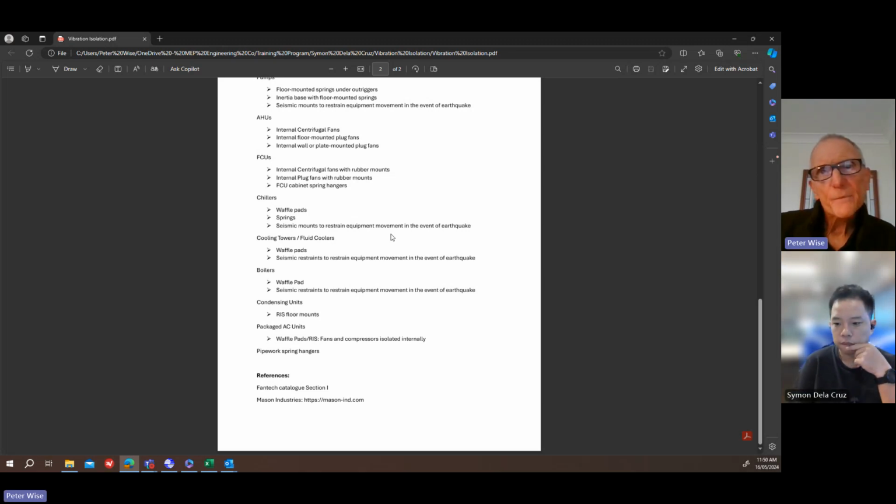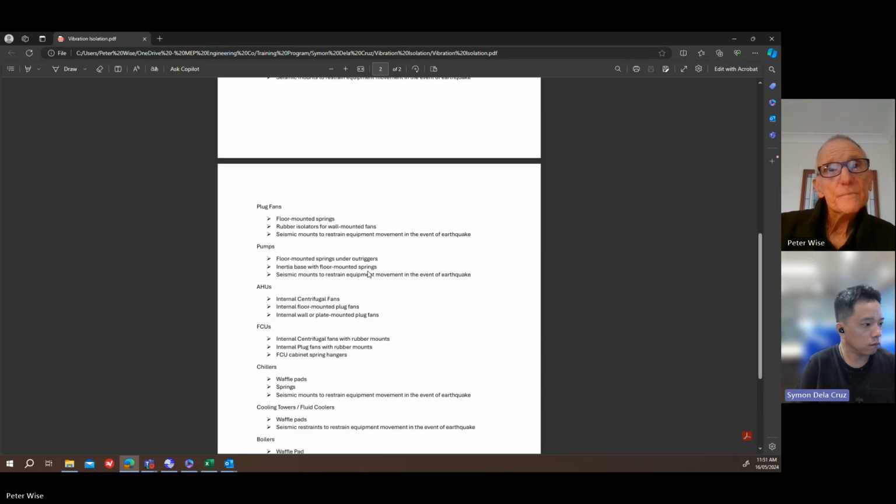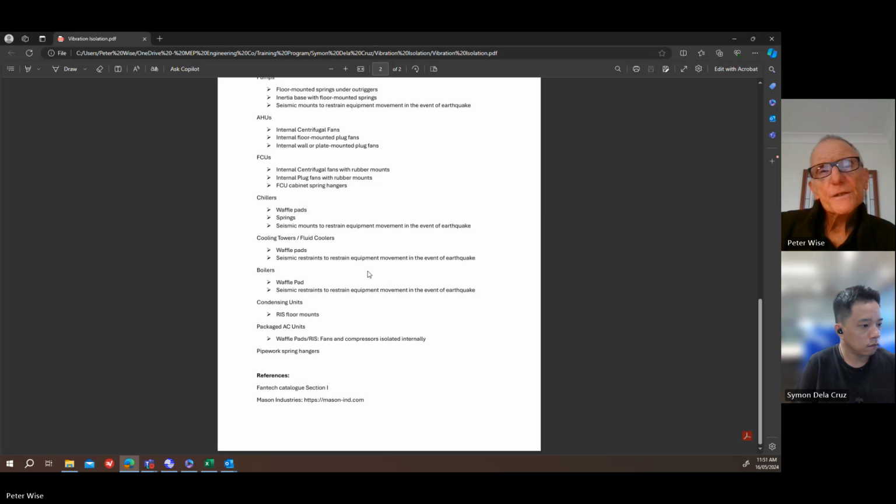So if it's an axial fan, say a small axial fan, they'll say, well, just rubber in shear is okay. If it's a big axial fan, they'll say springs and all the extra things you need with that, which are mounting feet and so on. For a centrifugal fan, they would normally offer springs because they're a big bulky fan with a lot more weight. And pumps, they'll normally offer springs. So you need to be aware that vibration isolation is required, and the manufacturers of the equipment will recommend what you should use.